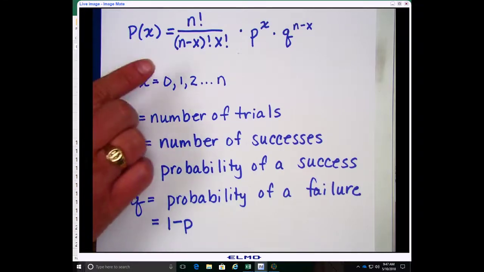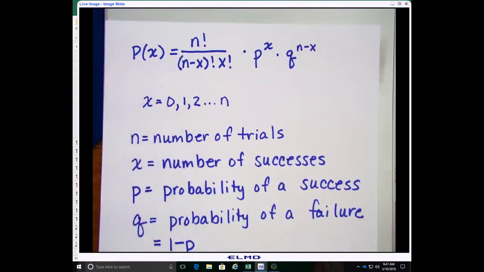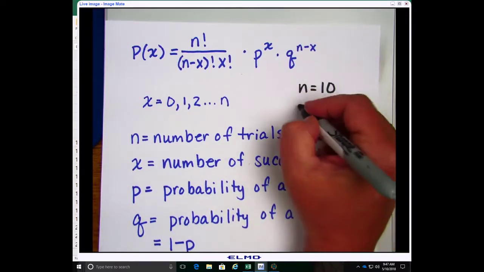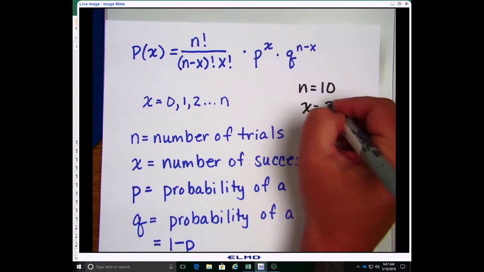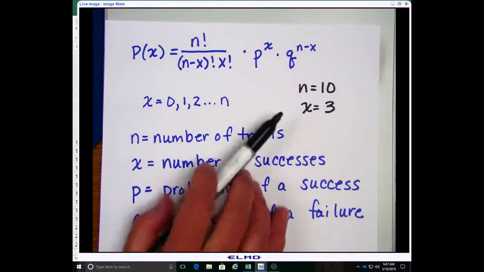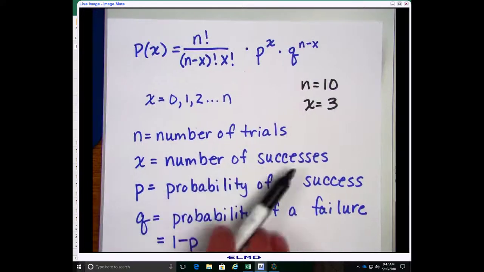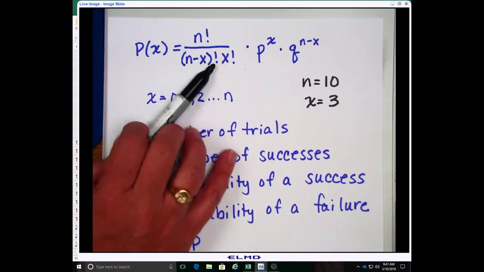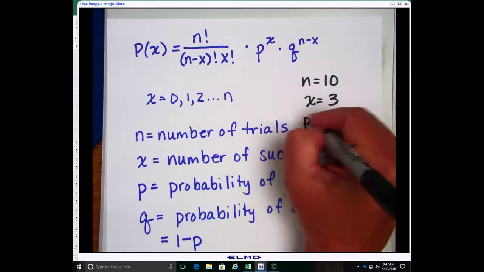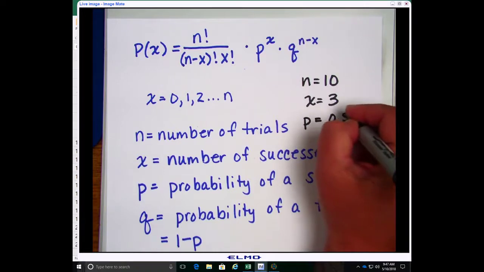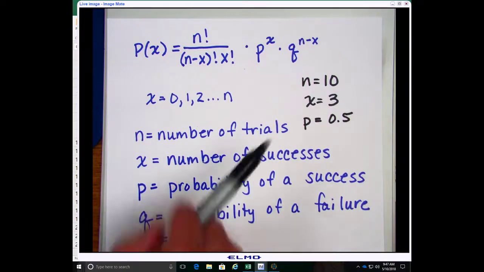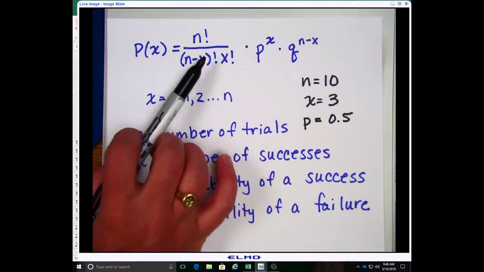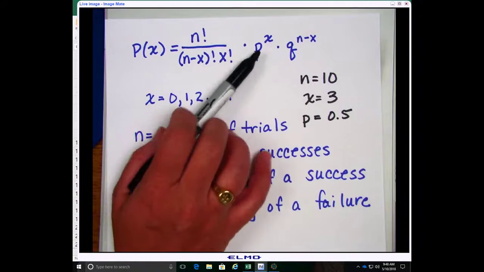So if I wanted to use this formula and figure out, say, in N equals 10 flips of my coin, what is the probability that I get three heads, exactly three heads? So 3 would be my number of successes, 10 would be my number of trials, and I could plug it into this formula. Now, we typically know that when we flip a coin, the probability of a head is a half. So notice that I can fill all of these things in. 10 would go in for N, 3 would go in for X, P would be 0.5.